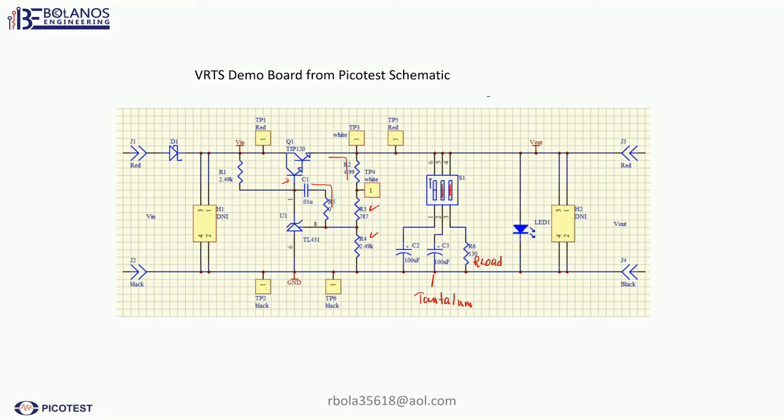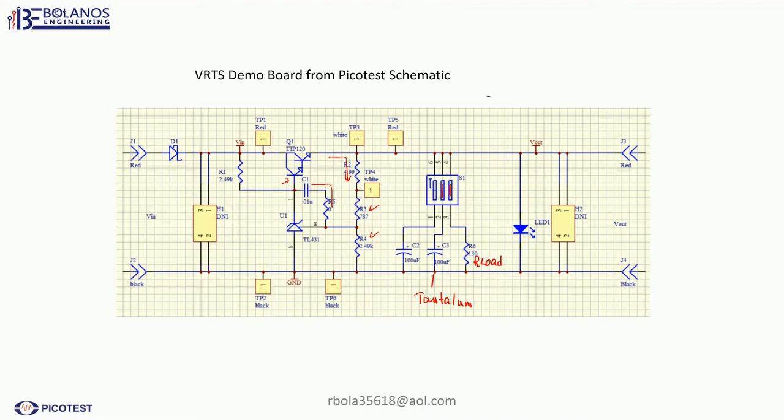Okay, so I'll be using the VRTS demo board from Pico Test. It's a simple regulator. It's a little series pass transistor, a Darlington TIP120, and then you have a feedback here. R2 is the injection resistor, and R3, R4 is the divider, and then the feedback goes to the TL431, and then C1 and R5 is the compensation. So this is the feedback loop.